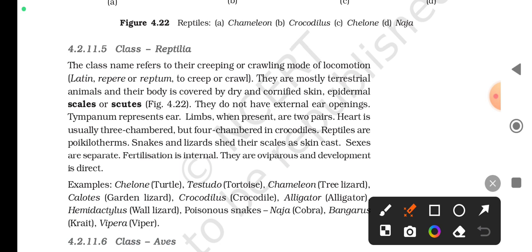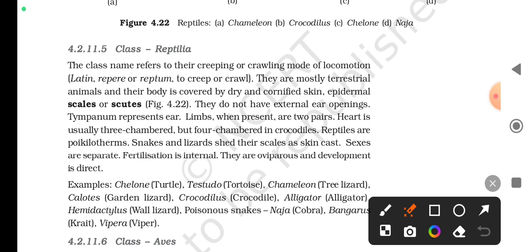Now snakes and lizards shed their scales as skin cast. I already told you about this. Scales don't have the capability to divide, so when the organisms grow they shed their old scales. Now sexes are separate. Fertilization is internal. Amphibians have external fertilization. We learned that frogs lay their eggs in water and the sperm in water, so fertilization is external. But in reptiles, the sex organ is present, so fertilization is internal. They are oviparous, they lay eggs, and development is direct. Direct development means there is no larval stage.